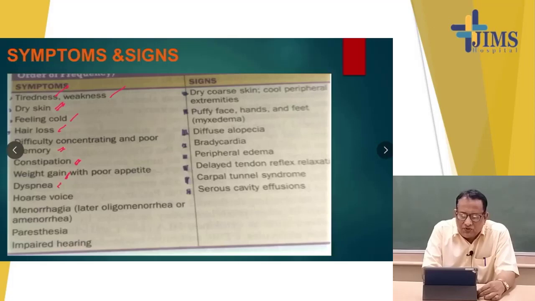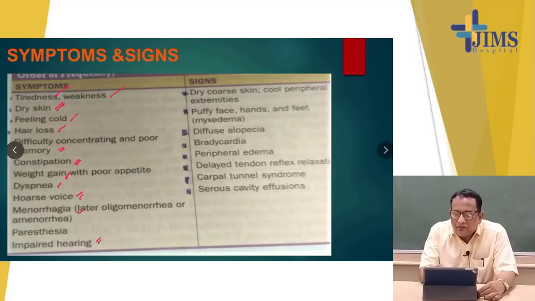Then the patient may have dyspnea, hoarseness of voice. If you ask the patient what her name is, and there is hoarseness of voice, even over the telephone, hearing this hoarseness of voice, one can assess that probably she has hypothyroidism. Then some menstrual disorders: menorrhagia, oligomenorrhea, amenorrhea. There may be impaired hearing also. So these are the most important symptoms of hypothyroidism.